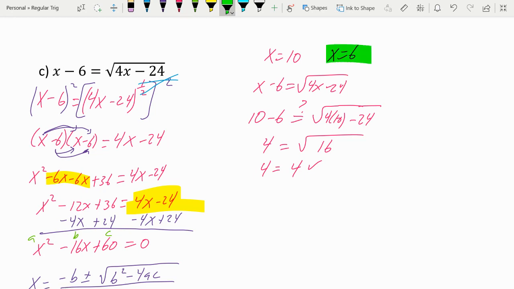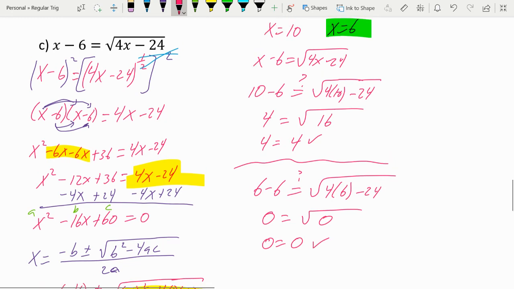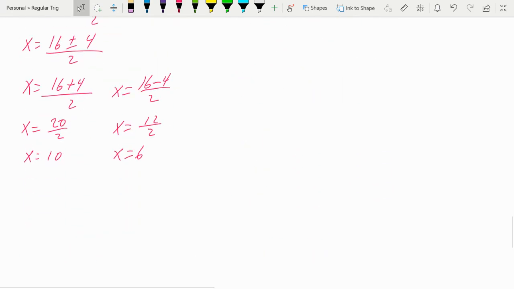Now let's check x equals 6. All right. So I have 6 minus 6 is equal to the square root of 4 times 6 minus 24. And again, I'm just checking to see, do those two sides equal? 0 is equal to 4 times 6 minus 24 is 0. So the square root of 0 is 0. So yes. All right. So in this case, x equals 10 and x equals 6, both of them do work.